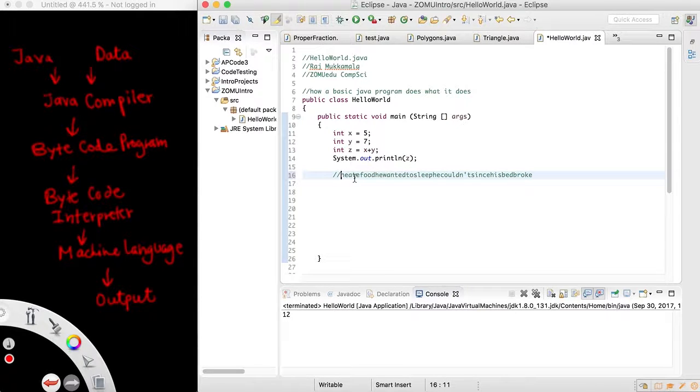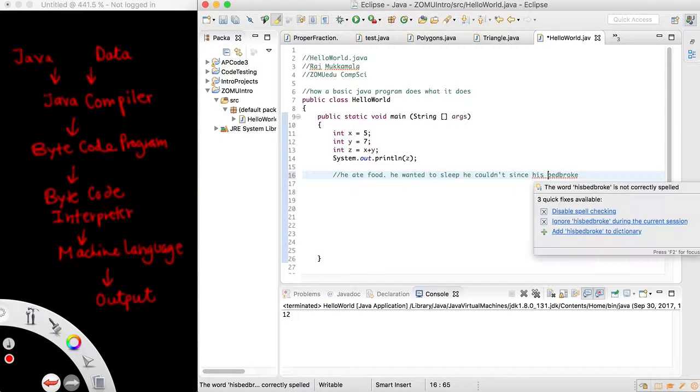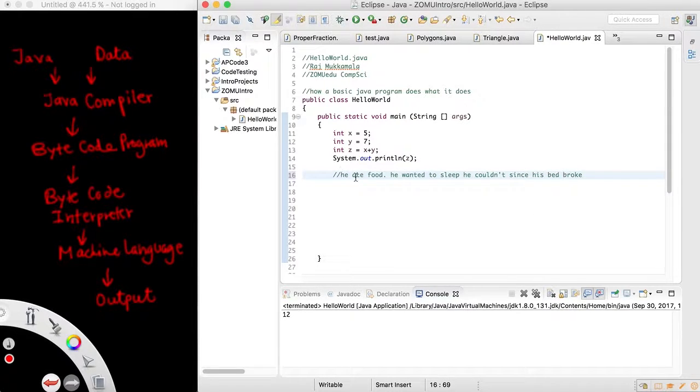One of the reasons why is because there are no spaces, and another reason is because there are no punctuation marks. Even though we could kind of make out what it had to say and we could read some words, it was very difficult at the end of the day. So, in order to make this actually readable, we have to add spaces, maybe some punctuation marks after he ate food, he wanted to sleep, he couldn't since his bed broke. A very sad story, but it helps in the metaphor. So now we can actually read it easily.